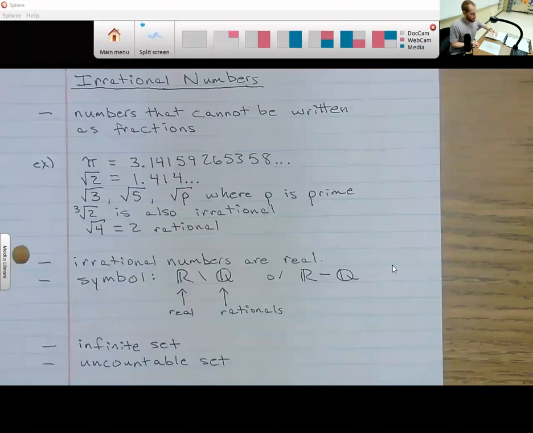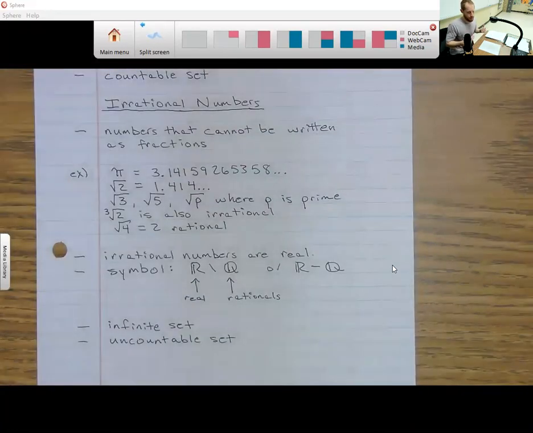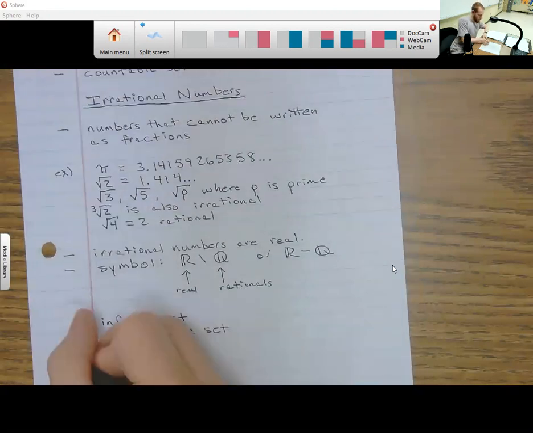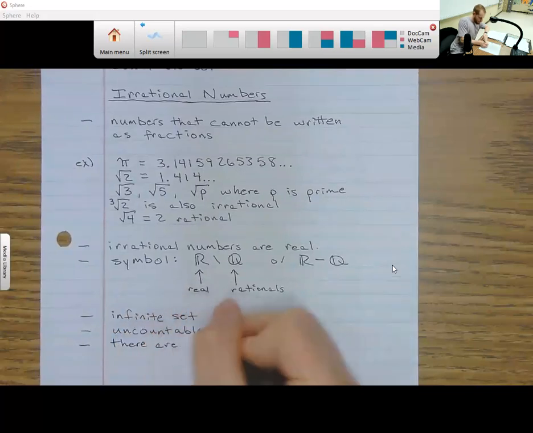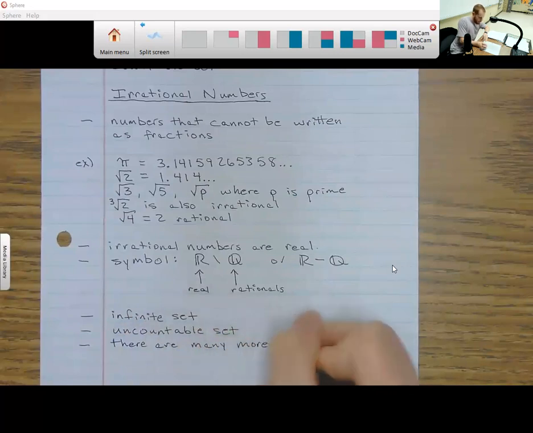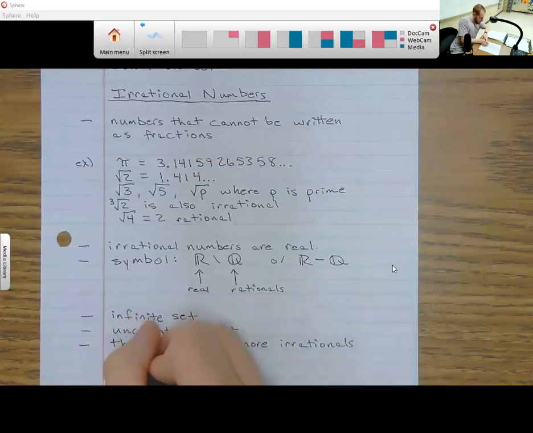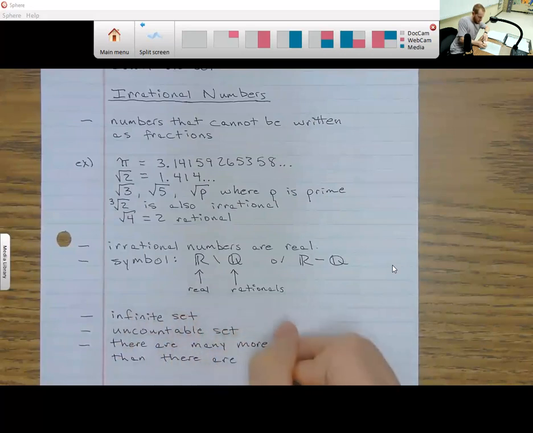And another interesting fact about the irrationals is there are so many more irrationals than rationals. So let me write that down. There are, I'll just say many more, even though that's kind of vague. But there are many more irrationals than there are rationals. And I'll just leave it at that.